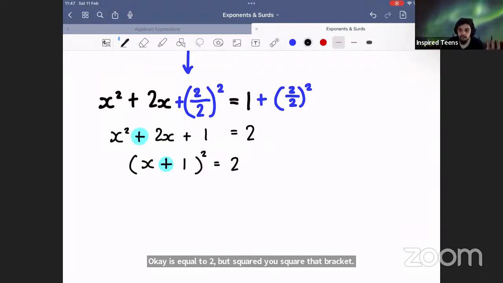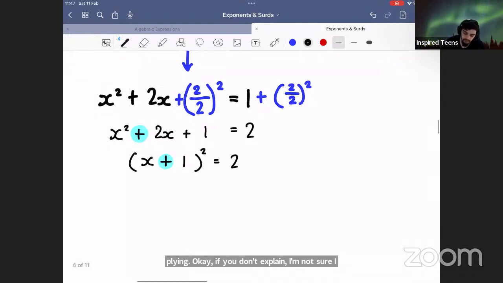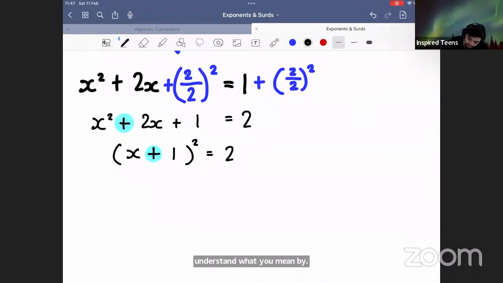Please re-explain. I'm not sure I understand what you mean by that. Okay, so in this case, you take the square root of the first term, and b over 2 is your second term, which in this case is 1. We square the entire bracket, and we equate it to the other side, which is 2.